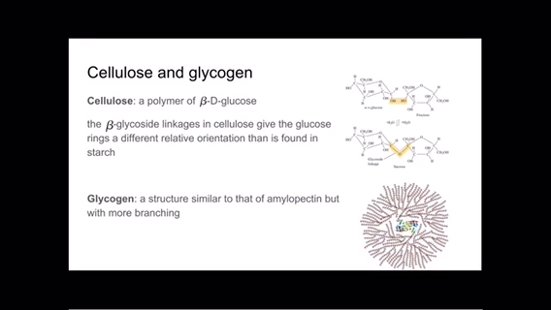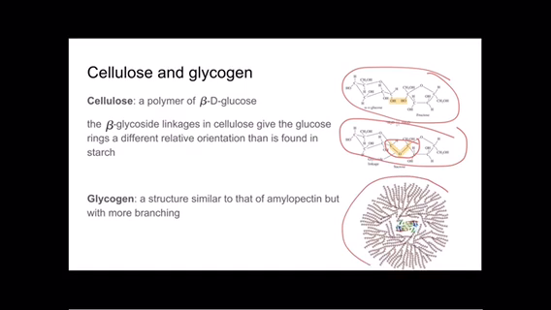Cellulose is a polymer of beta-D-glucose. Note that the beta-glycoside linkages in cellulose give the glucose rings a different relative orientation than is found in the starches. And lastly, glycogen. Glycogen has a similar structure to that of amylopectin, but it has much more branching here.